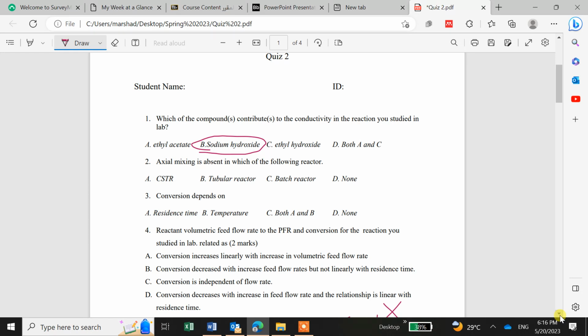Axial mixing is absent in which of the following? Axial mixing means mixing along the axis. Along the axis in a CSTR, it is perfectly mixed. So in the plug flow reactor we don't have axial mixing.